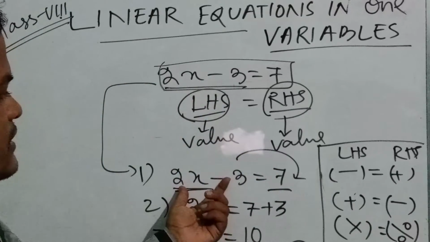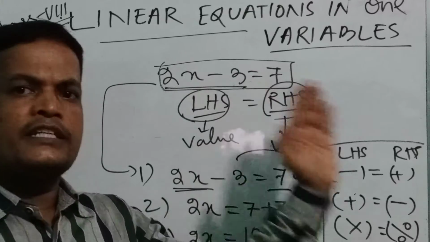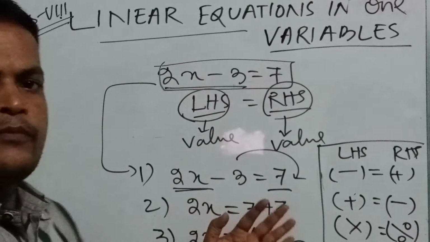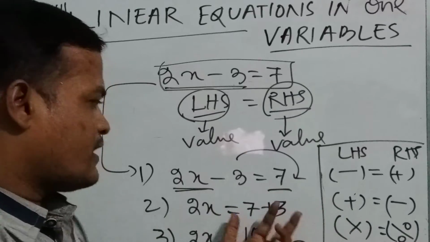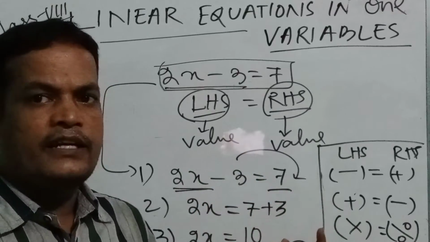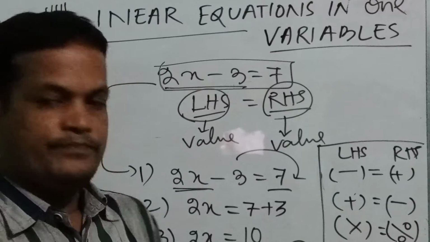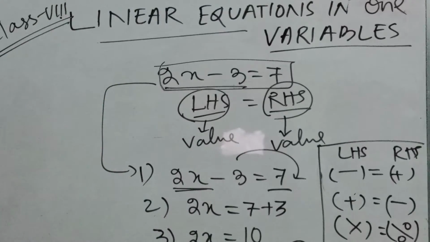So first write the equation, then take the constants to the right hand side and keep the variables on the left hand side, then carry on the operations, whatever operations are given there, then at last by simplification you will get the final result. Okay, let us do some more.